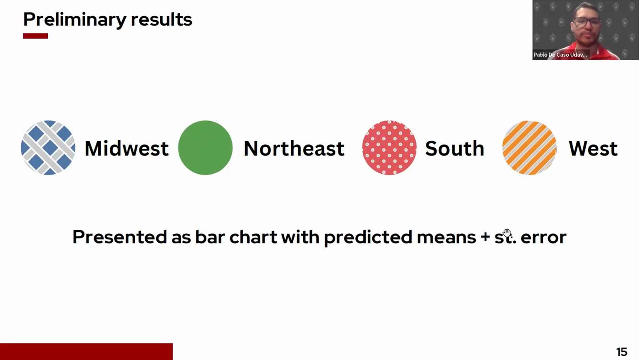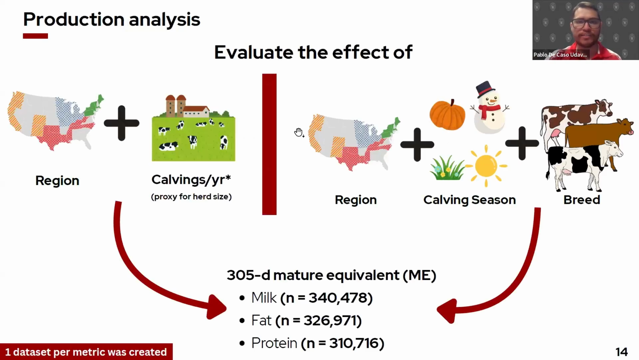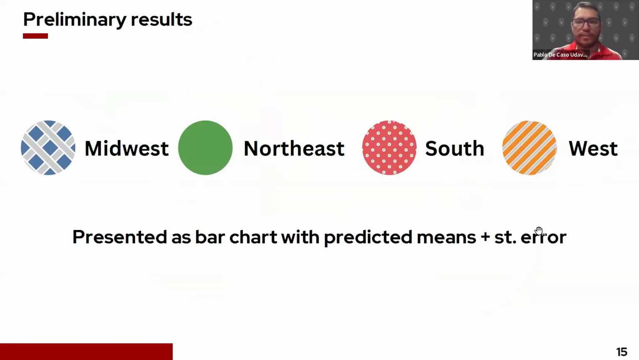And then the results that we're going to be seeing over here are going to be, as I mentioned, presented as bar charts in order to do an easier comparison and see what the distribution of the milk production is, and it's going to be with the predicted means. So it's very important to understand that it's not the actual raw data that we have, but an estimate considering the different characteristics and effects that we're going to be considering, which are region, calving season, and region and number of calvings. And they are also going to include the standard error.